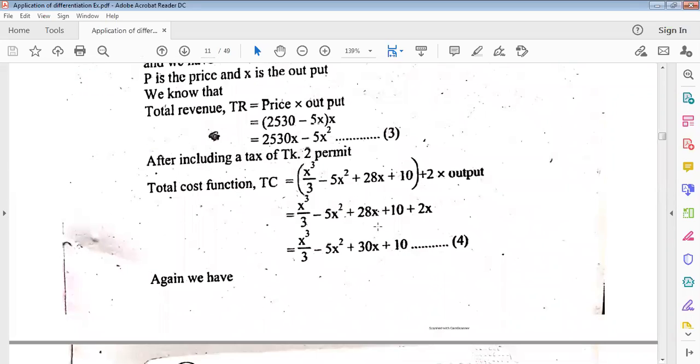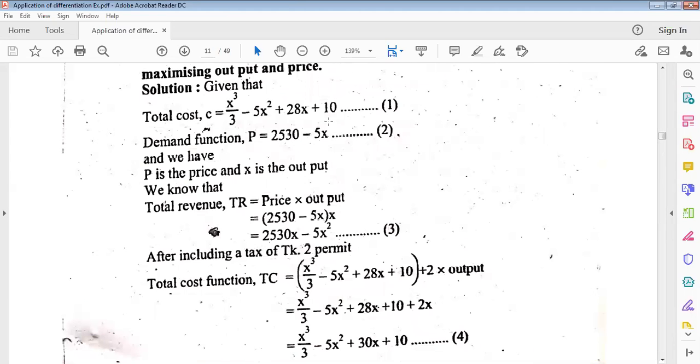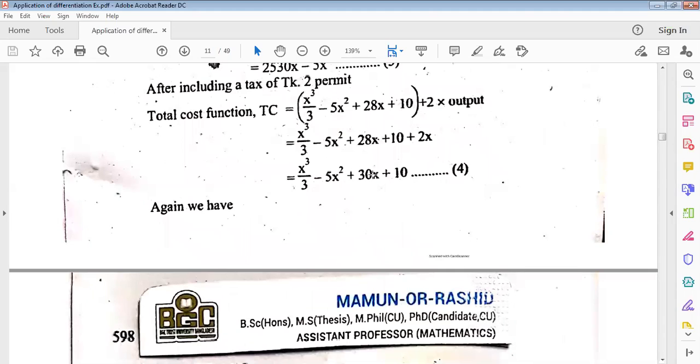Total cost equals to this. But total cost is this, but only cost was this. Remember it. Only cost and total cost are not the same words. Different function. This is equation number 4.